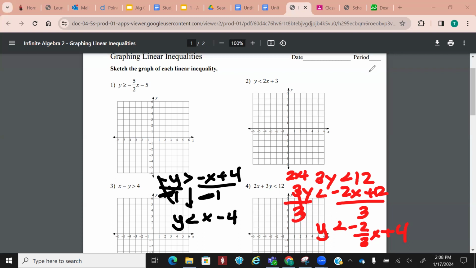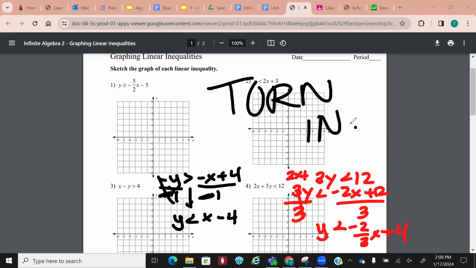All right, so you're going to finish graphing those and you're going to turn this one in. You're going to turn this one into the basket.